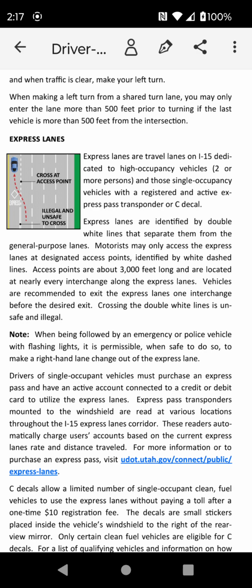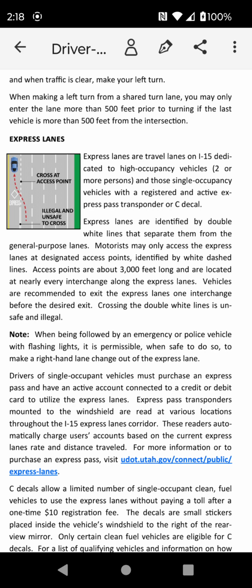Now we're going to talk back about express lanes. I kind of explained that to you earlier. It says express lanes are travel lanes on I-15 dedicated to high occupancy vehicles, which are two or more persons. So if you or your friend or family member or whoever, even your partner or children are in the vehicle, then it's okay to take them. And those single occupancy vehicles are registered and active Express Pass transponder or C decal. Now, what that means is what I told you earlier. You either are registered or you have two or more people in your vehicle and it's okay.